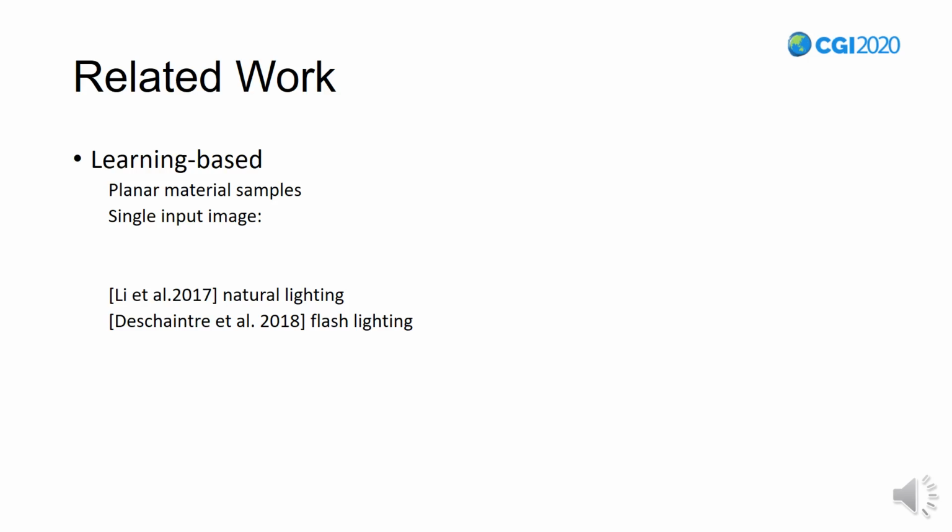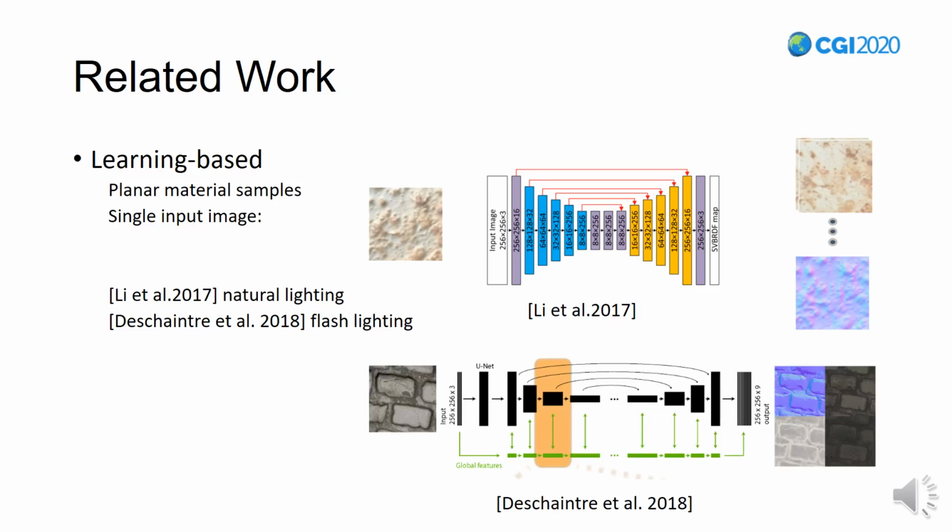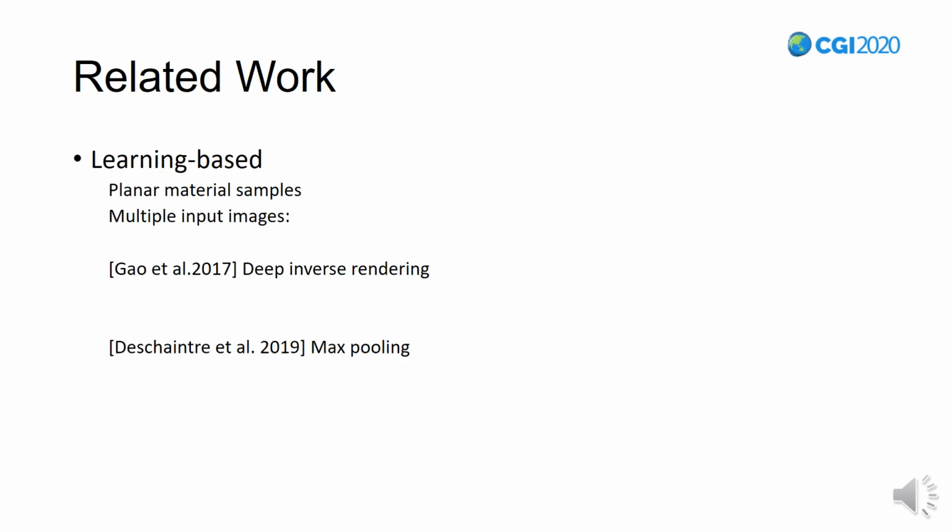Newer methods focus on planar objects. Representative methods are from Li et al. and Deschaintre et al. Li et al. capture images under natural illumination and take a single image as input. Similarly, Deschaintre et al. utilize similar neural networks but show images under flash lighting. However, these methods take only one image as input. They often fail when visible reflectance features are insufficient to distinguish ambiguities.